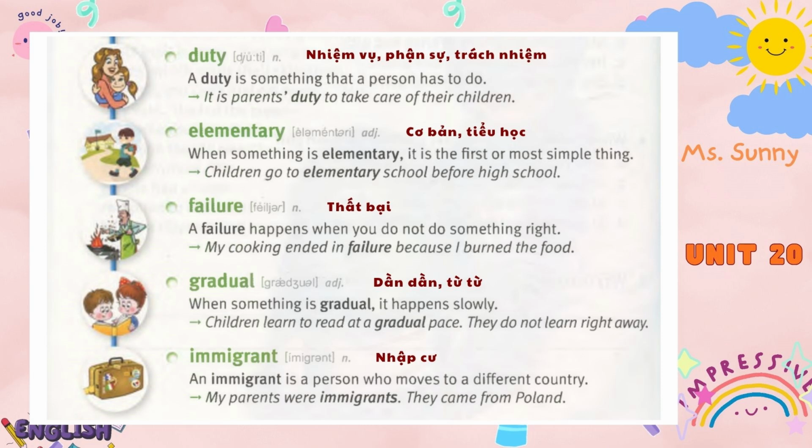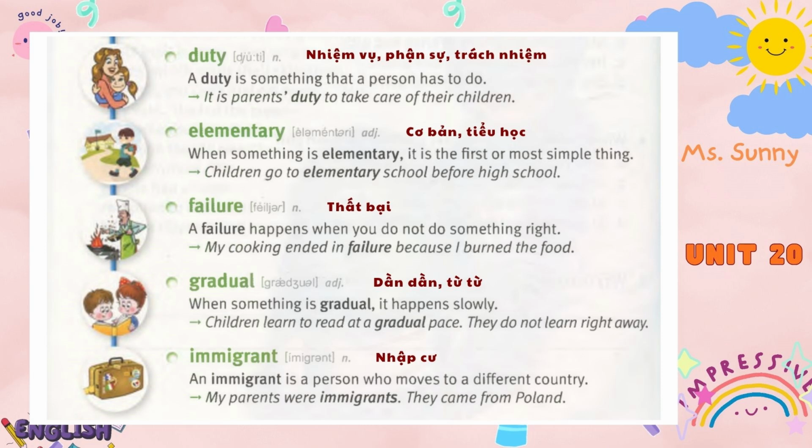Elementary. When something is elementary, it is the first or most simple thing. Children go to elementary school before high school. Failure. A failure happens when you do not do something right. My cooking ended in failure because I burned the food.